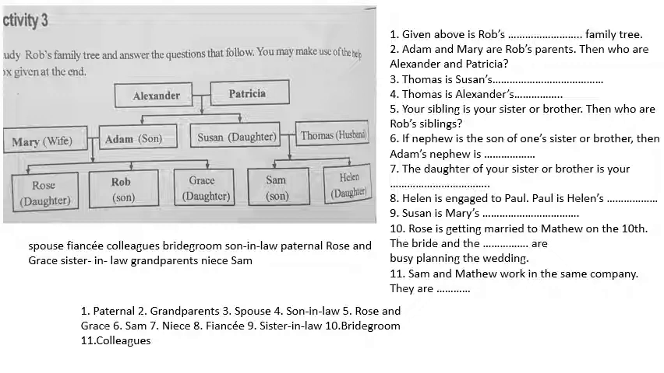And one son, Sam. So Helen is the niece, Sam is the nephew. Adam's nephew is Sam. Adam's sister is Susan. Susan has two kids, Sam and Helen. Sam is the nephew, Helen is the niece.